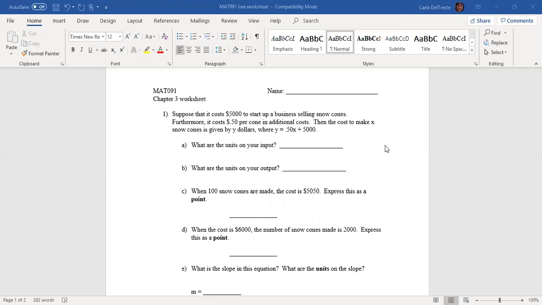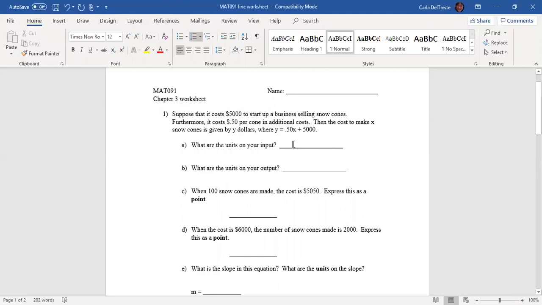What are the units on input? Well, this takes us back to the beginning of the semester where we looked at the difference between input and output. Input is the thing that has to be known first, and output is the thing that you're trying to measure. So in this situation, pretend this is your business. You want to sell snow cones. What does your business depend on? Well, you have to sell snow cones in order to make any money, right? So the snow cones are going to have to be your input.